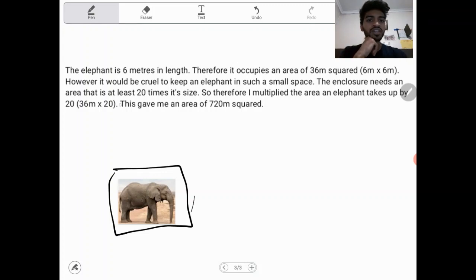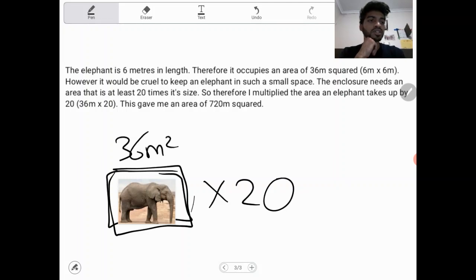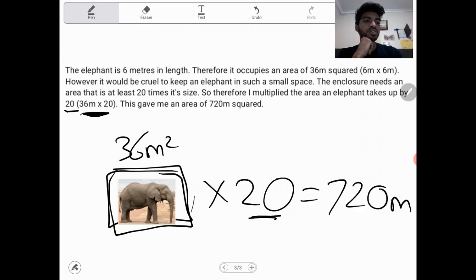The enclosure needs an area that is at least 20 times its size. So this, we need that times by 20. So therefore, I multiplied the area an elephant takes up, so that's this amount here, so he takes up 36 meters squared. I multiplied the area an elephant takes up by 20 because I want to give him 20 times his size for an enclosure. This gave me, and also you can see I've put it in brackets here, the equation that I just explained, 36 times 20. This gave me an area of 720 meters squared. So his enclosure is going to be 720 meters squared.